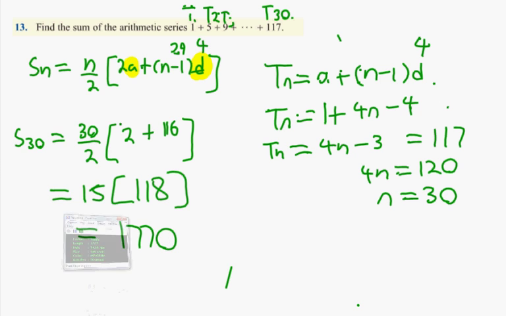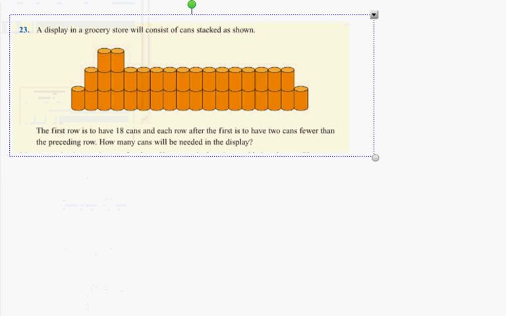Okay, I'm just going to stop this one for a second. A display in the grocery store consists of cans stacked as shown. The first row has 18 cans. Each row after the first has 2 cans fewer than the preceding row. How many cans will be needed for the display?